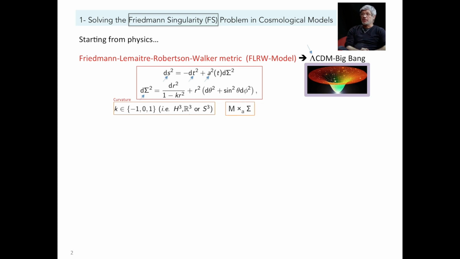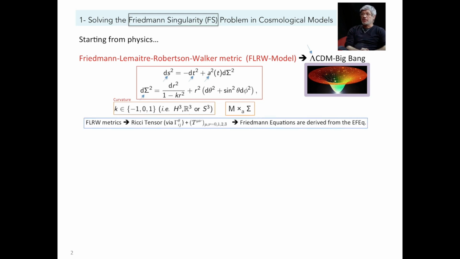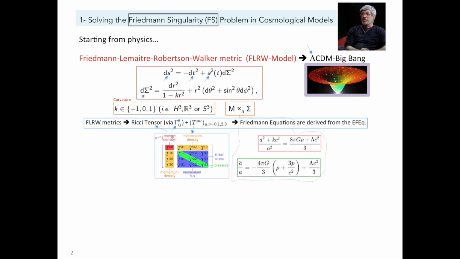which is the space-time. From this metric, we compute Christoffel symbols, then the Ricci tensor, and adding the stress energy tensor for a perfect fluid, we substitute them in the Einstein field equations to obtain the Friedmann ones. The one in the green is called the acceleration Friedmann equation.